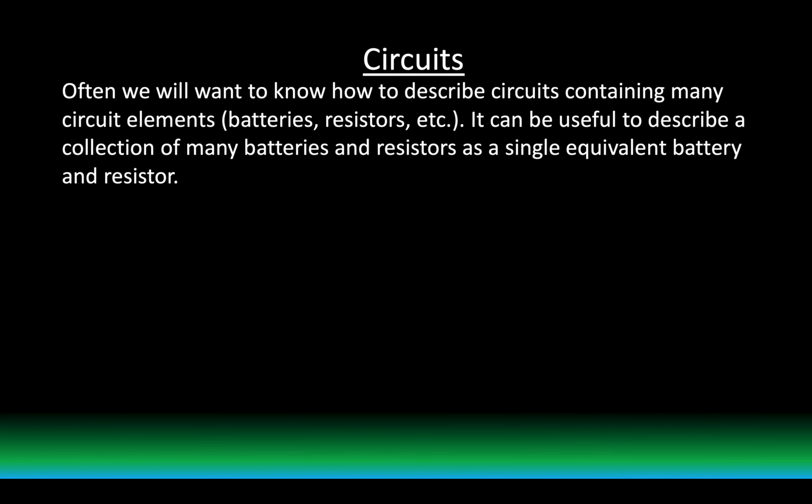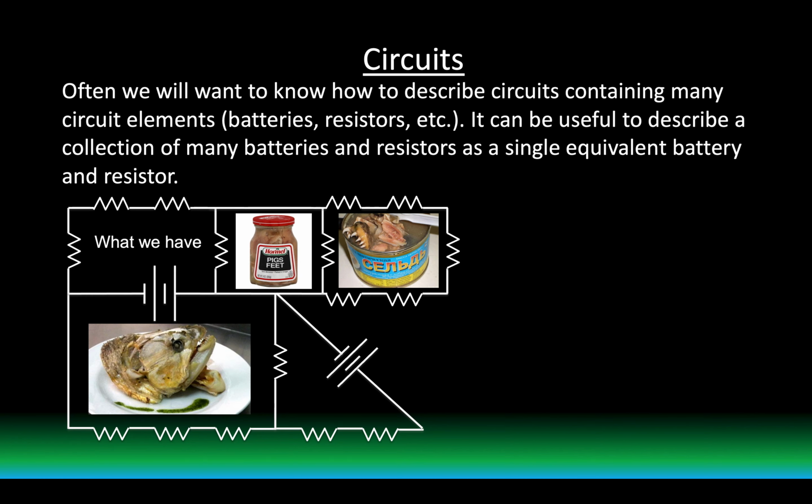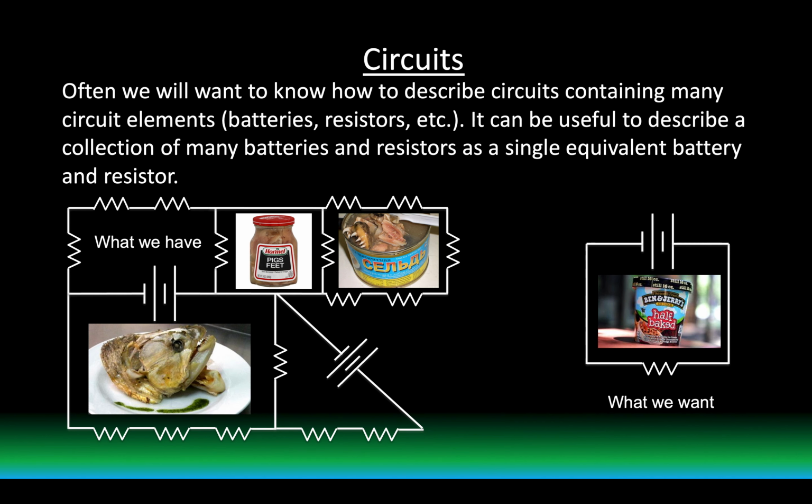We will encounter scenarios where we have a circuit that contains many batteries and resistors, and very often we will want to describe the behavior of that complicated circuit as being identical to a simple circuit that contains a single battery and a single resistor. So, for example, we might have a very unappealing circuit with many batteries and resistors that are all connected in complicated ways to each other, but we would like to determine an equivalent circuit that contains one battery and one equivalent resistor. So how can we go about transforming from this giant mess on the left to the much more appealing circuit on the right?